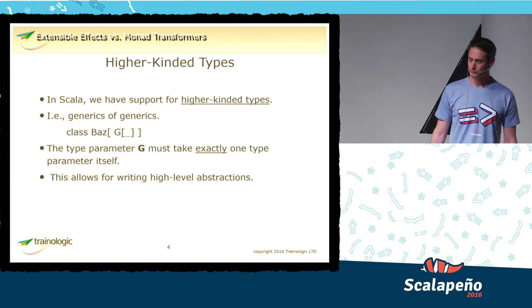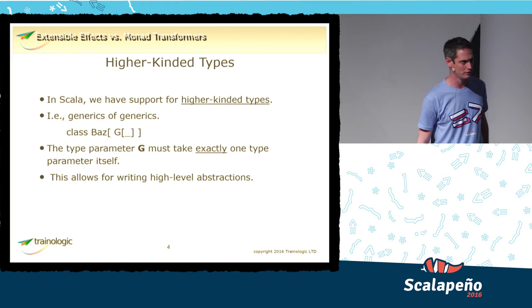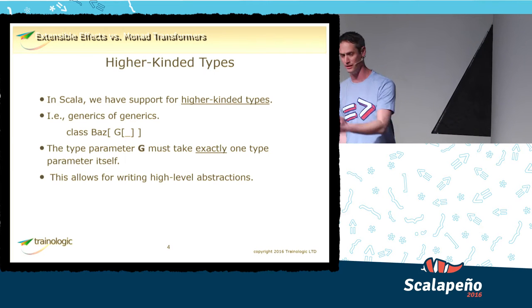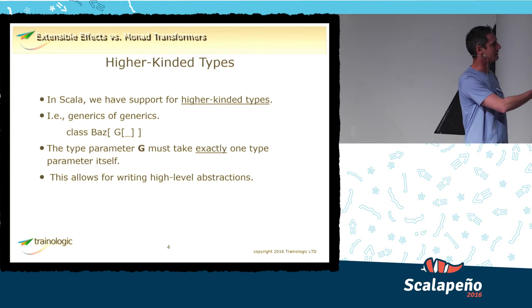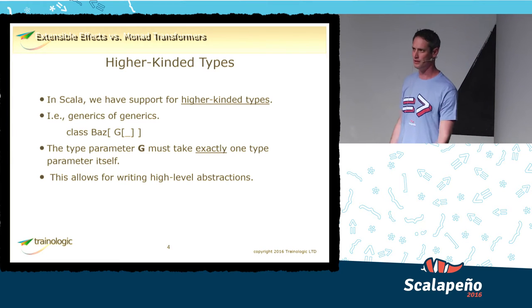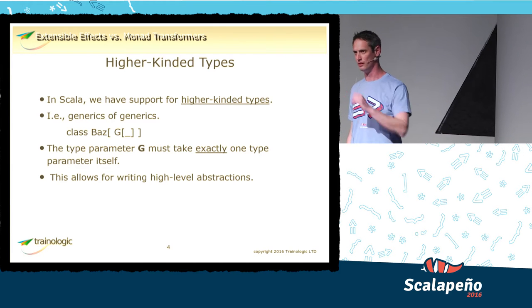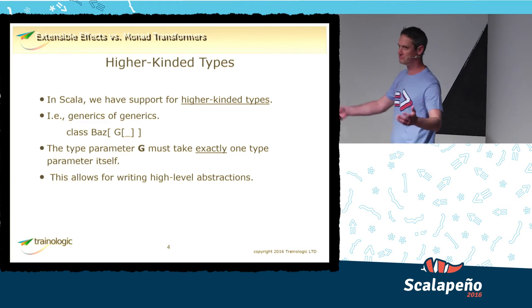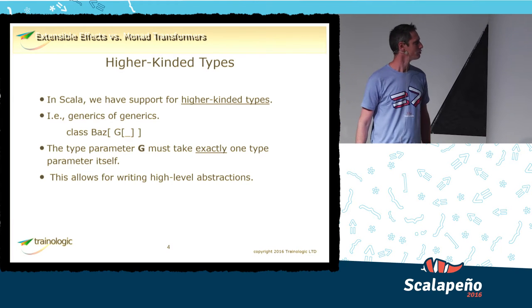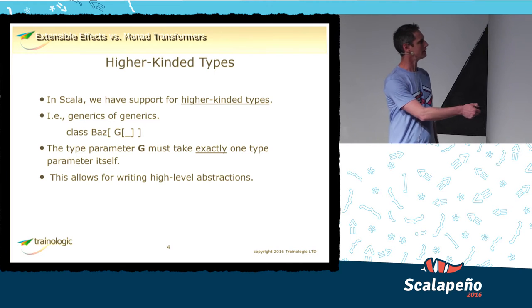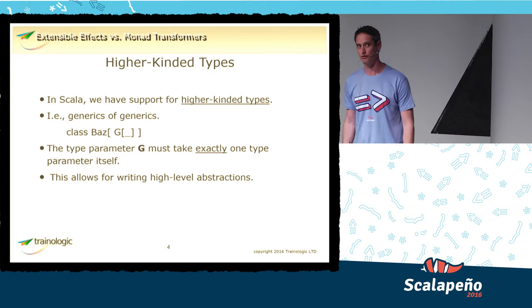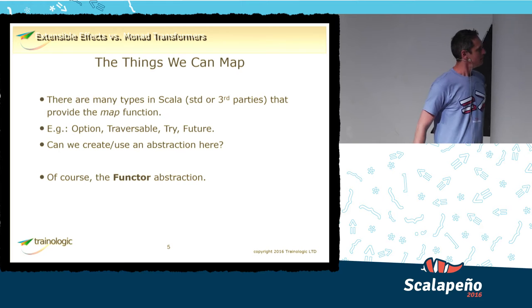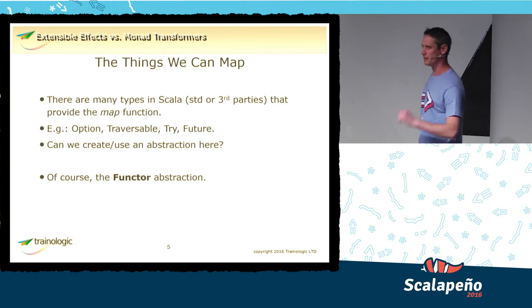Now, in Scala, we have a syntactic feature which can allow us to create hierarchy in the types, types that depend on generics of generics. Like this, the class buzz depends on a single generic G, which itself must accept a single generic. Like G could be option, it could be list, it could be any other type, like try, future, okay? And this is called a hierarchy in the type, and this allows us to create some abstractions that we cannot do in languages like, God forbid, Java or C#.